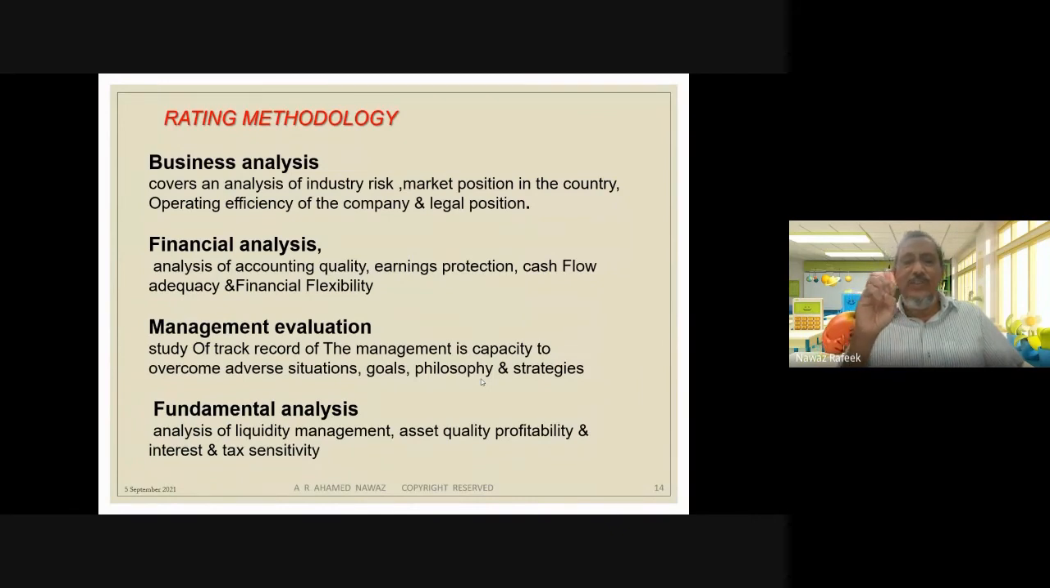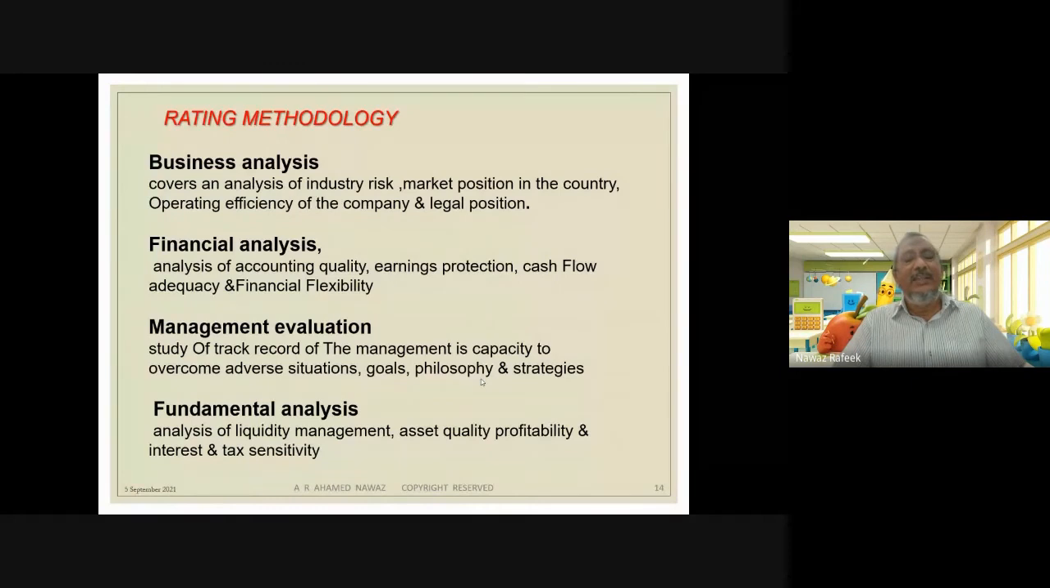What are their goals and philosophies and strategies? Whether it can be successfully achievable. The goals are there, but whether it is achievable? What are the requirements for management to develop the philosophy and strategies to achieve these goals? That will be discussed in the management evaluation by the rating agencies.